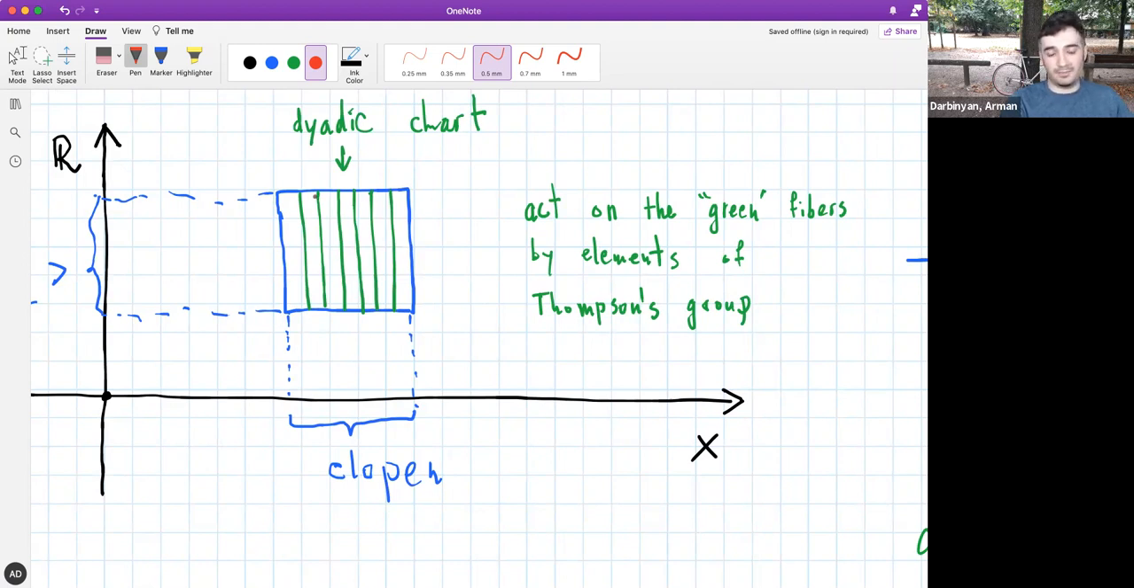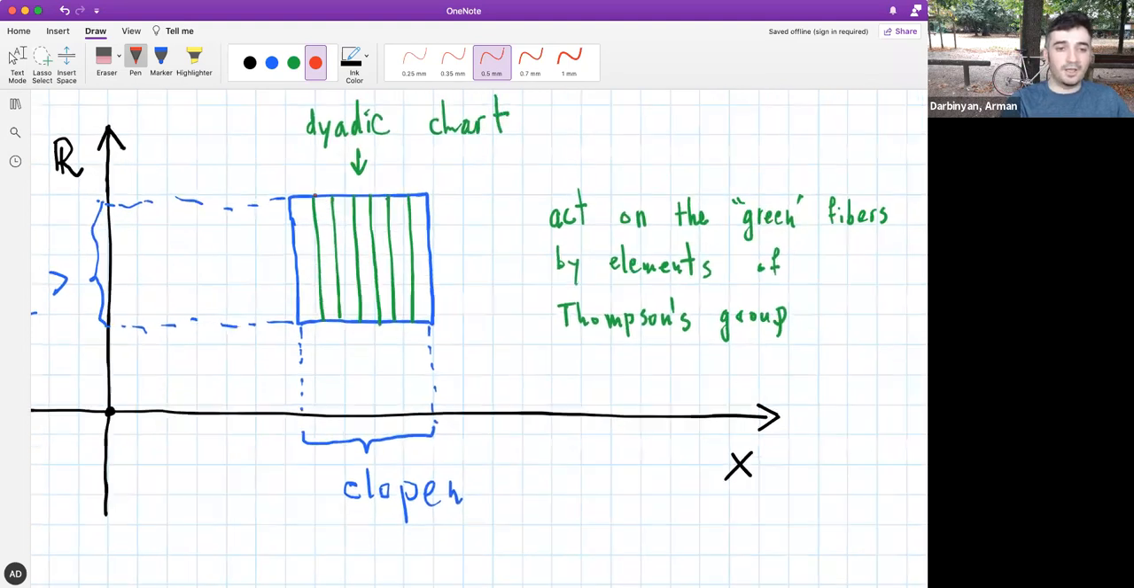So you take just any element from Thompson's group F, and recall that these elements can be interpreted as piecewise linear actions on the unit interval, so that they have finitely many breaking points. These points are dyadic points, and the slopes are powers of 2. Let's act on each of these fibers by a fixed element of Thompson's group F. If a particular element acts, it brings a point on a fiber to some other point on the same fiber, and it brings the corresponding point from another fiber to the corresponding point on that fiber.